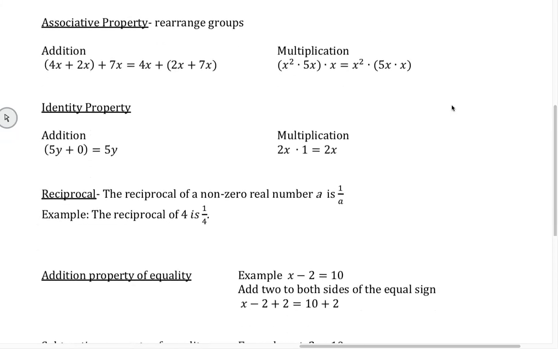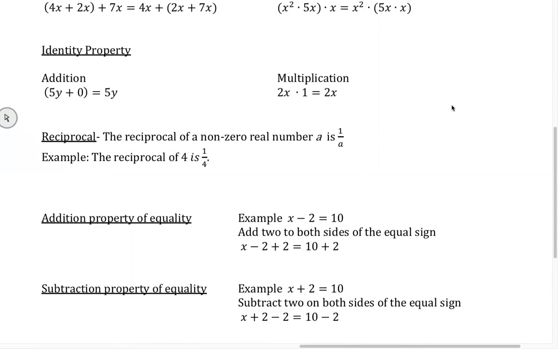The identity property, when I think of my identity, it's who I am. So I'm trying to get back to who I am. With addition, whenever I add 0 to something, I get back my number, what I started with. That's the identity. So the additive identity is 0, and the multiplicative identity is 1. That means whenever I multiply something by 1, I get back that thing.